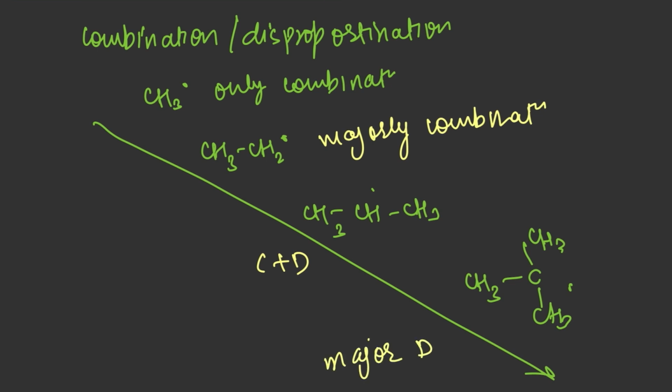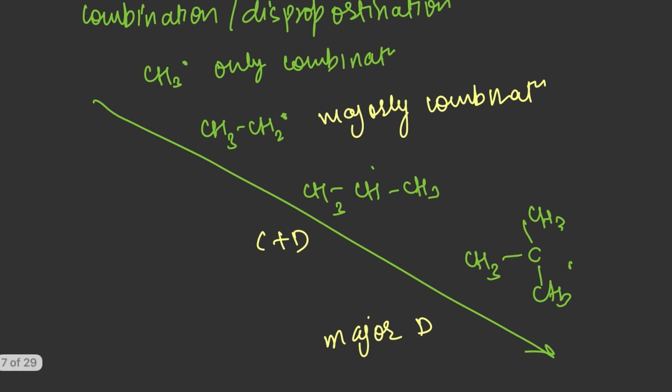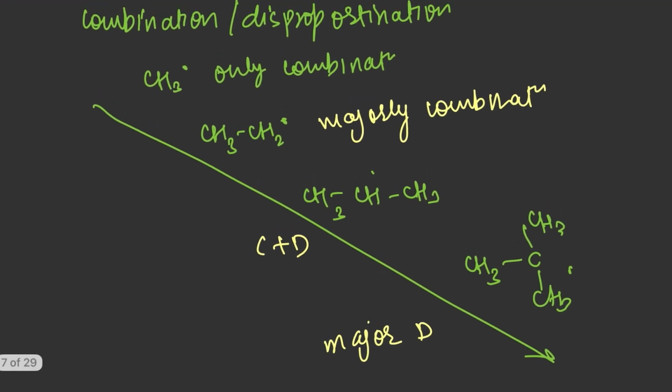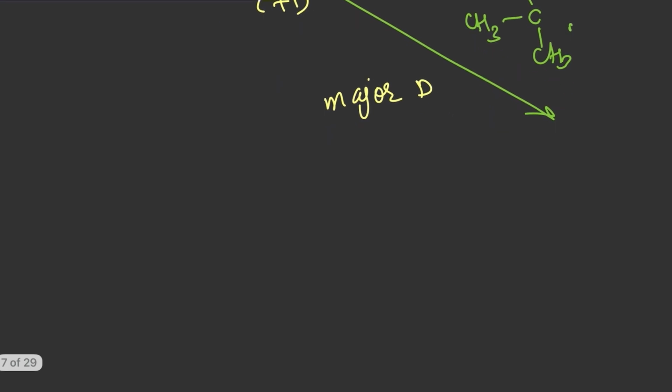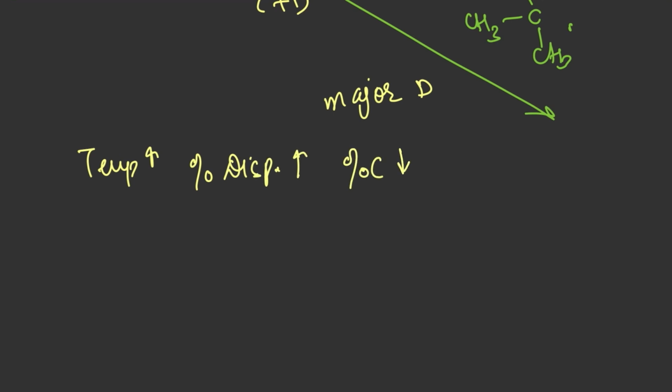Now this is the pattern we follow, but when the temperature is increased, the percentage of disproportionation increases. Why? Because percentage combination decreases. Because in disproportionation we need some activation energy, so its activation energy is not zero. So when we increase the temperature, we are providing it some activation energy. That's how the percentage of disproportionation increases.